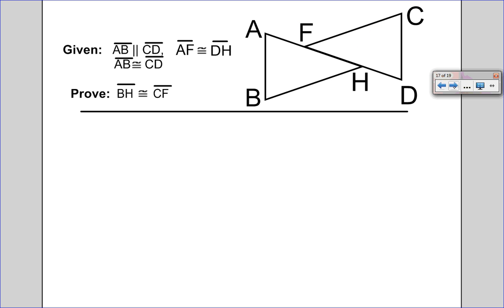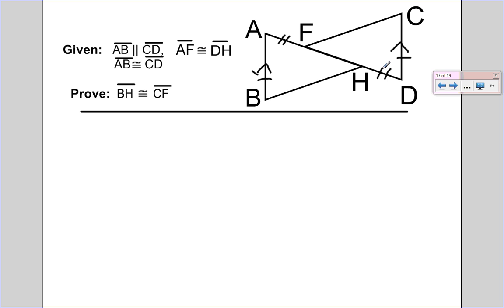And this is going to bring back an old friend we had from the first 6 weeks. So pause the video and see what you can do with it. All right, let's mark it up. AB parallel to CD. AB is also congruent to CD. And AF is congruent to HD or DH.